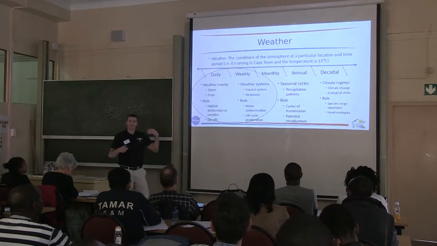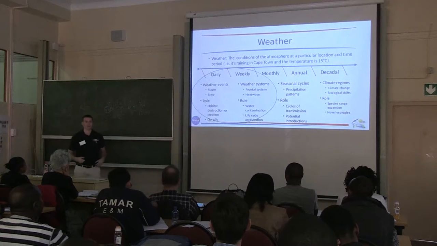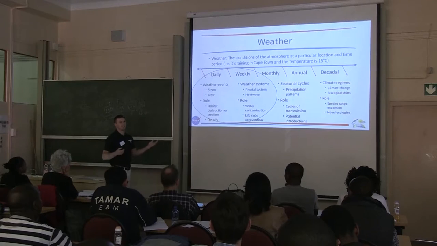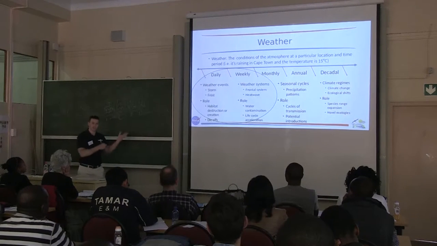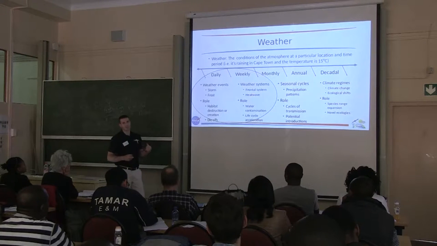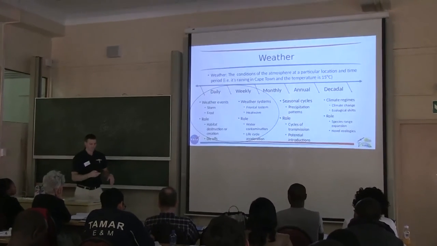You'd say, okay, it's raining outside, or it's sunny outside, and it's, you know, 15 degrees Celsius. You wouldn't say the climate outside today is this or that. So you're really talking about the daily, up to the weekly scale. This is also the scale that you'd make weather forecasts with, up to about 10 days.